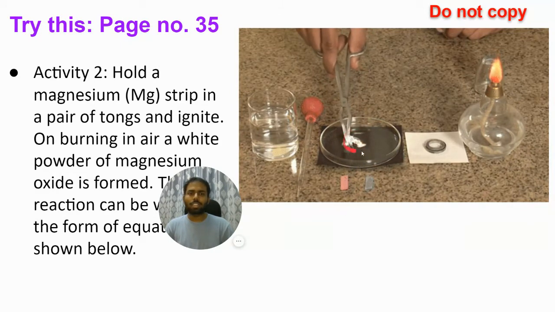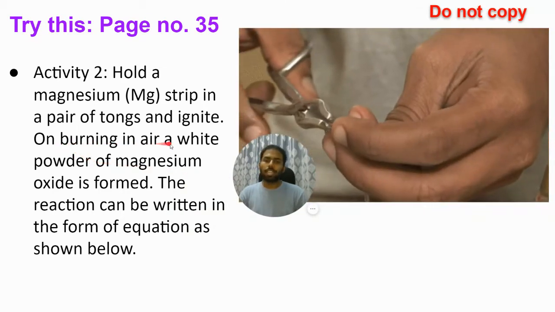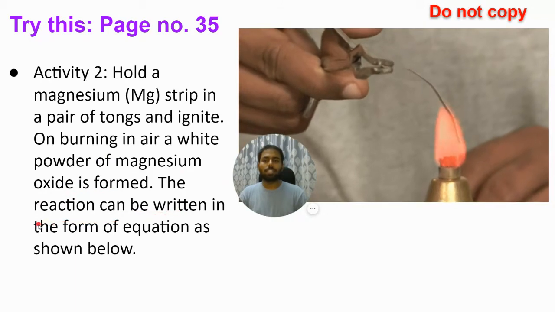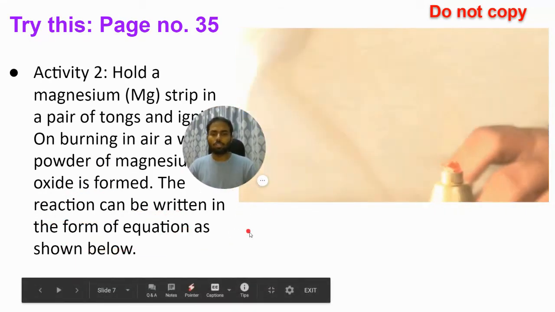So we see a white color powder is left behind. Okay, so here they have explained. On burning in air, a white powder of magnesium oxide is formed. The reaction can be written in the form of equation as shown below.